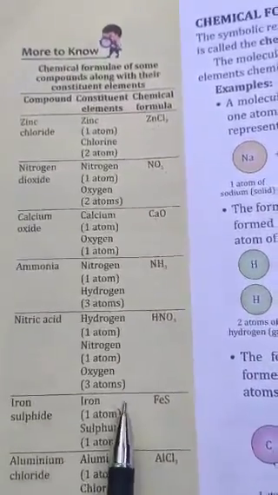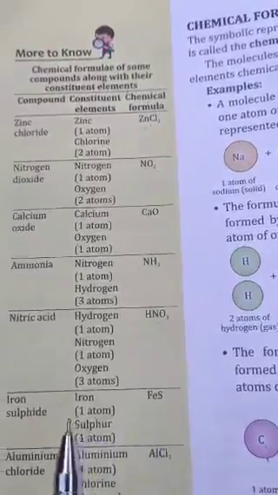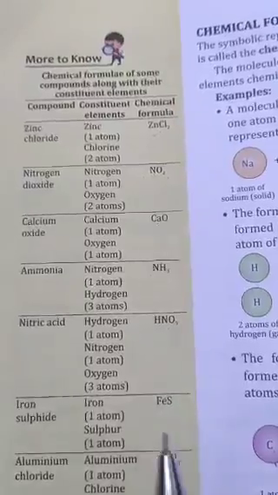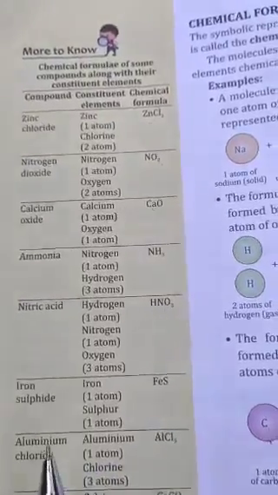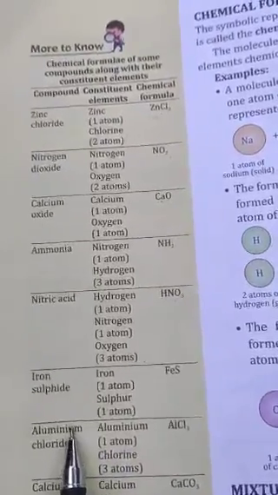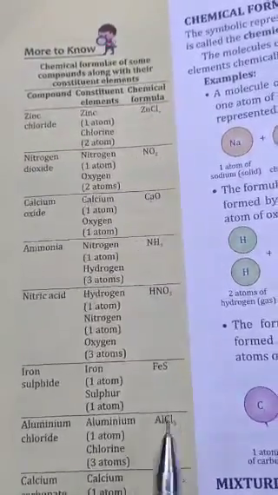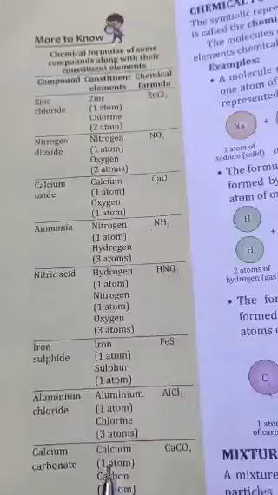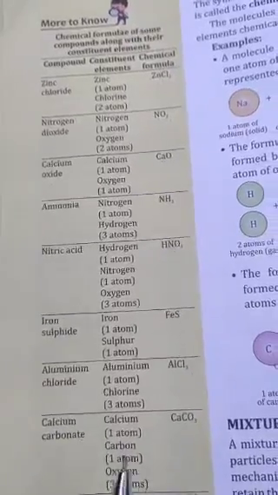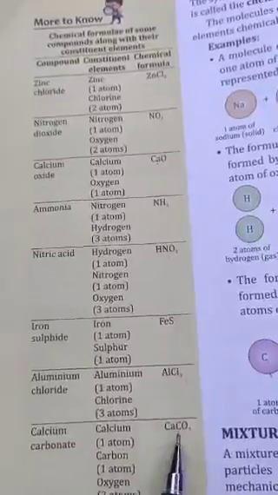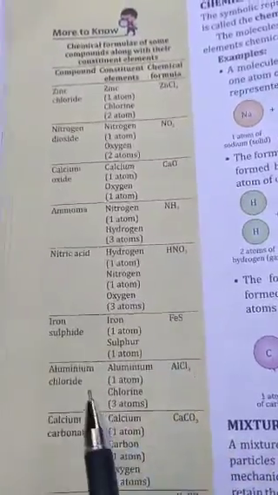Similarly, iron sulfide: 1 atom of iron, Fe, and 1 atom of sulfur, that is FeS. If you write FeS, that is called iron sulfide. Similarly, aluminum chloride: aluminum, Al, and chloride, Cl3, so 1 atom of aluminum and 3 atoms of chlorine. Similarly, calcium carbonate: 1 atom of calcium, 1 atom of carbon and 3 atoms of oxygen. So you have to remember this.